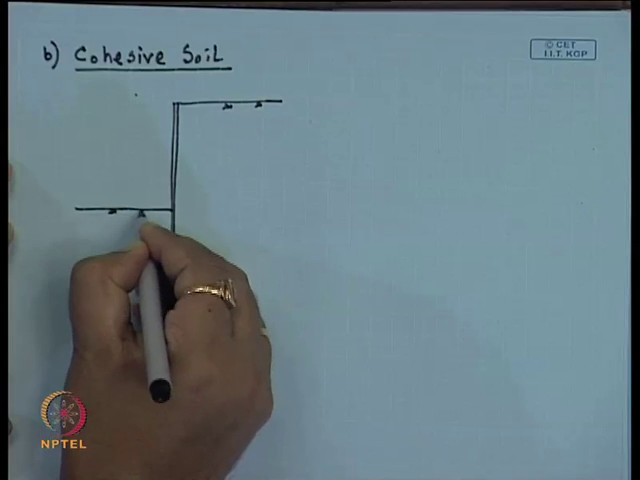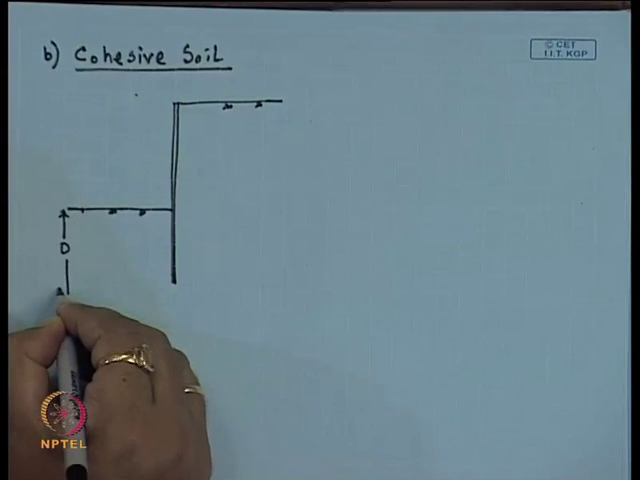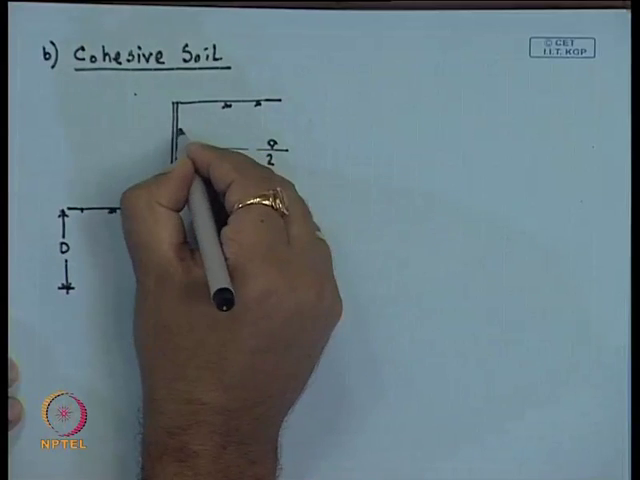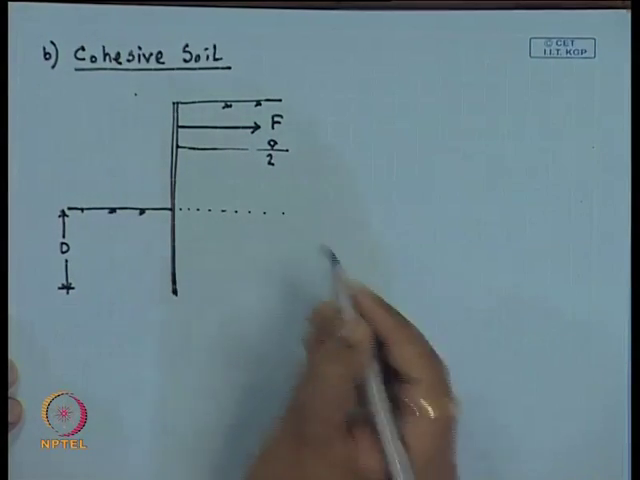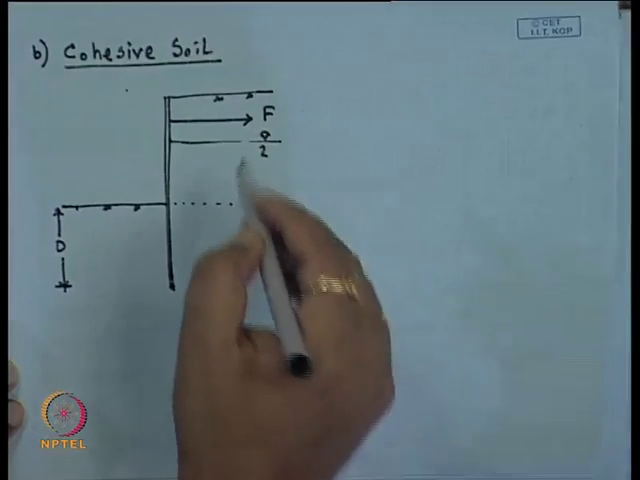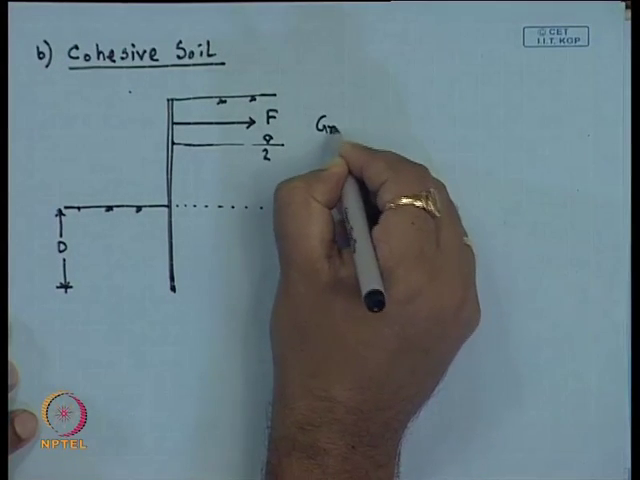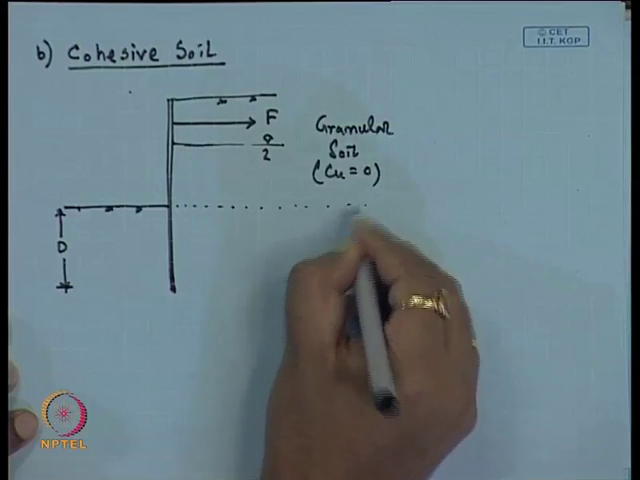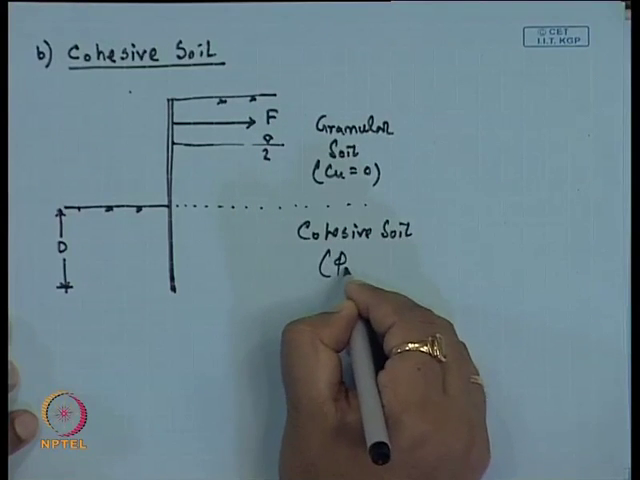This is the top portion, this is the dredge level, and the required depth is D. Here, this is the position of the water table, and this is the anchor force F that we apply. The difference is that in the previous one, the fill soil and the foundation soil were both granular soil. Here we consider that the fill soil is granular soil, where Cu is 0, and the soil below the dredge level, the foundation soil, is cohesive soil, that is phi u is 0.